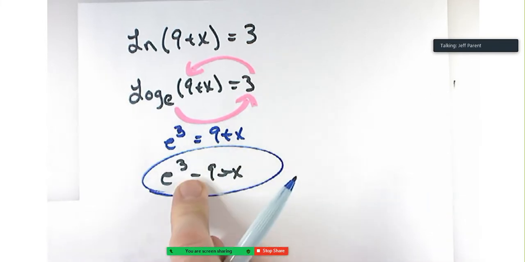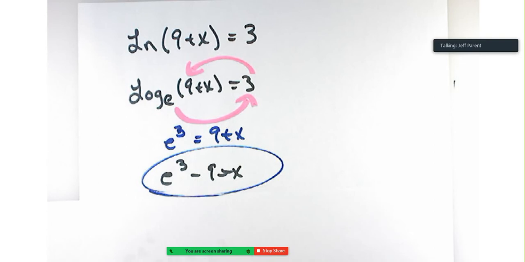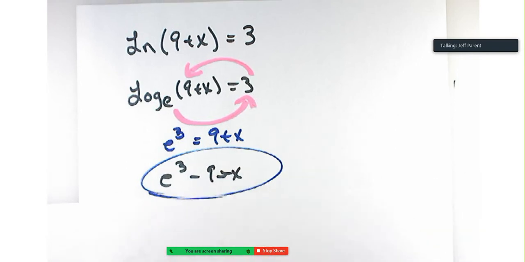Now that's a nice exact answer, and unless WebAssign is asking you for an approximate answer, just type in e cubed minus 9 equals x, and that's your answer.